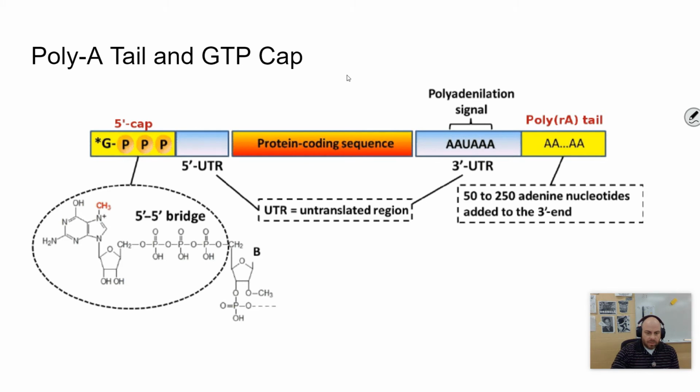All right. There's also a GTP cap that is going to be added. It's very similar to the poly-A tail in that it provides a protective sort of mechanism. And when I say GTP, think ATP, except with a guanine and not an adenine. And then you have that three-phosphate sort of thing going on there.